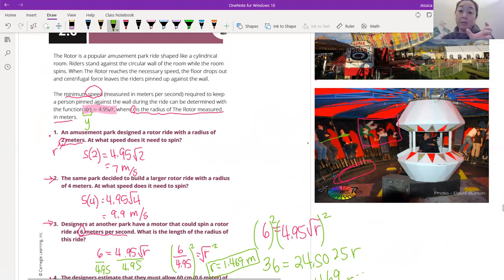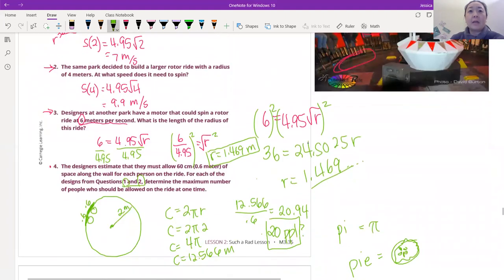But they also want a minimum. They don't want to give them too much space because then they can't get enough people in there. They want to make more money, right? So you've got to have that good balance. So 0.6 is good.